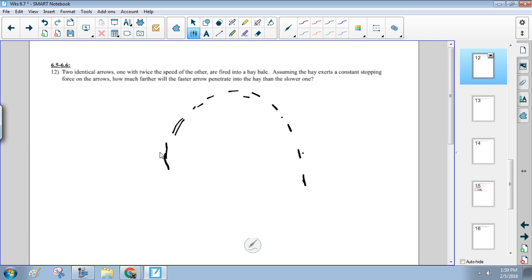Hay bale. Here is an arrow. Arrow number 1 is going to be traveling at a velocity of v. Okay? So, for arrow number 1, the kinetic energy initially is going to be 1/2 mv squared, right? What's the final kinetic energy going to be? 0.